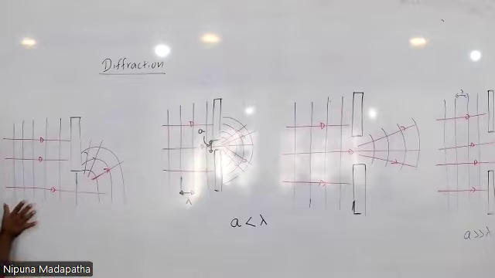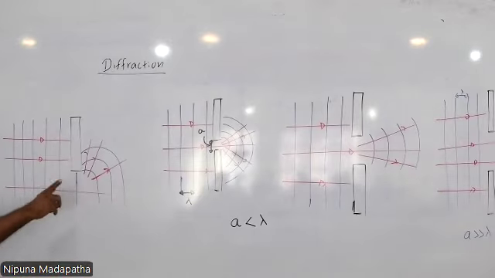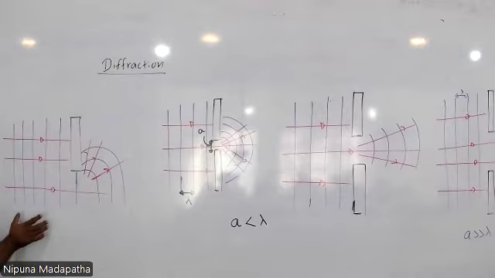Right. So you can draw these wave forms. Right. First make only this along. This is the first figure.